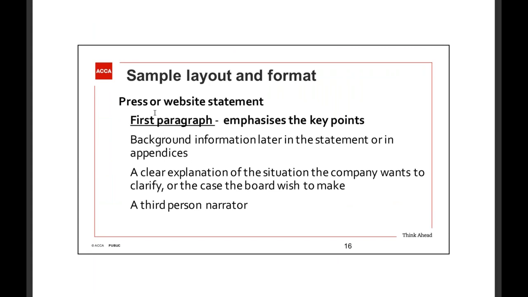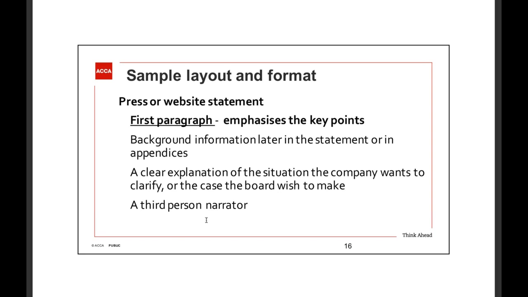Another task that you may likely be asked to perform is preparing a press statement or a website statement. Basically, the content is more or less the same. You should emphasize the key issues, and then the background information later in the statement or in the appendices. Then you should have a clear explanation of the situation the company wants to clarify, or the case that the board wishes to make.